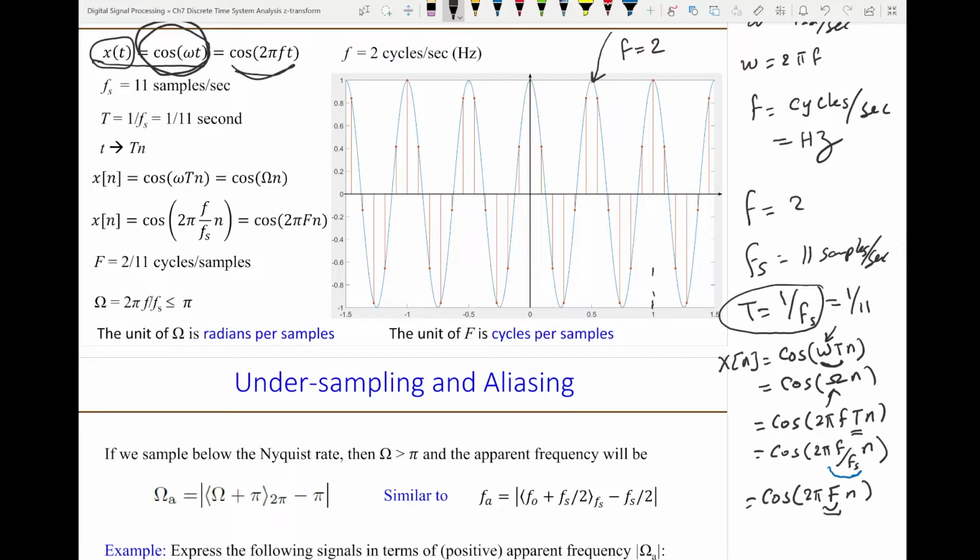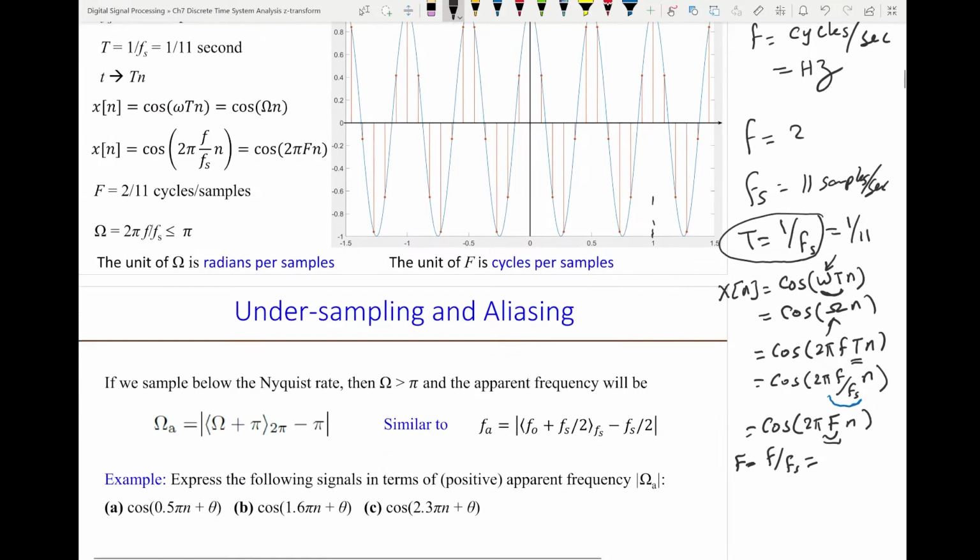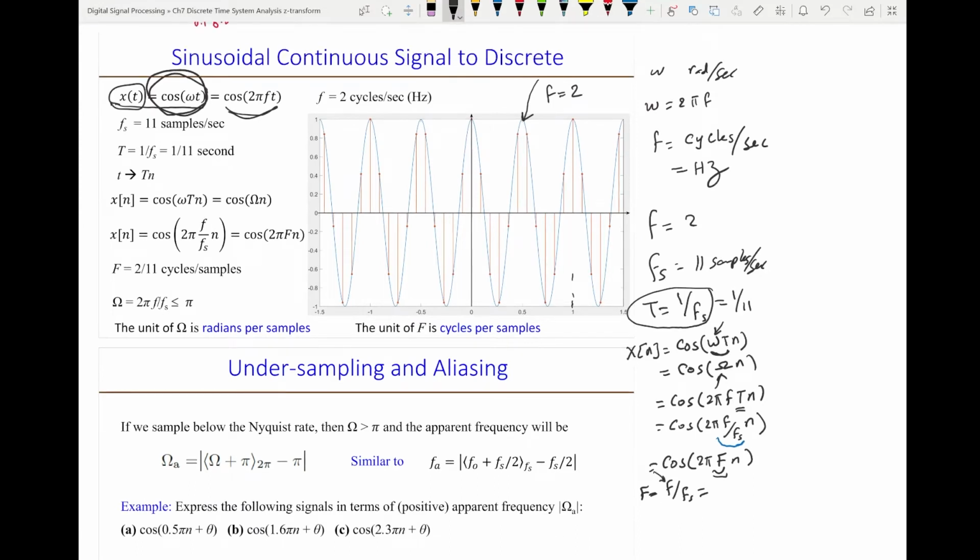And if I want to know what is the unit, well, F is little f, the analog frequency, over f of s. This little f, the unit is cycles per second. And the sampling rate f of s is samples per second. So this second will cancel here, and this will be just cycles per sample. And that's the unit for this digital frequency.